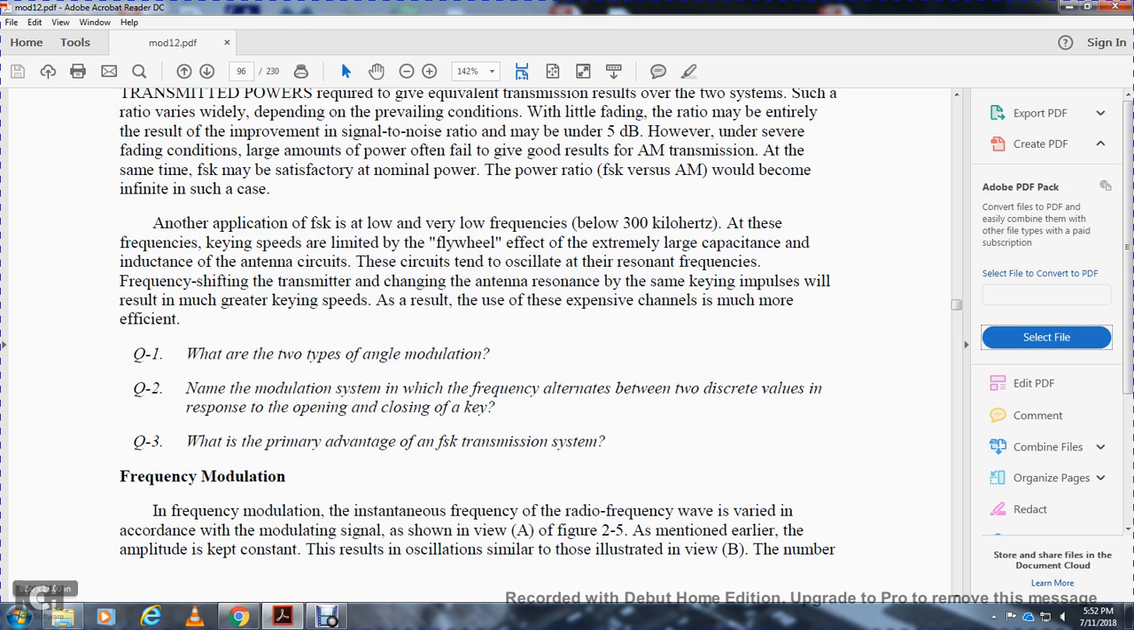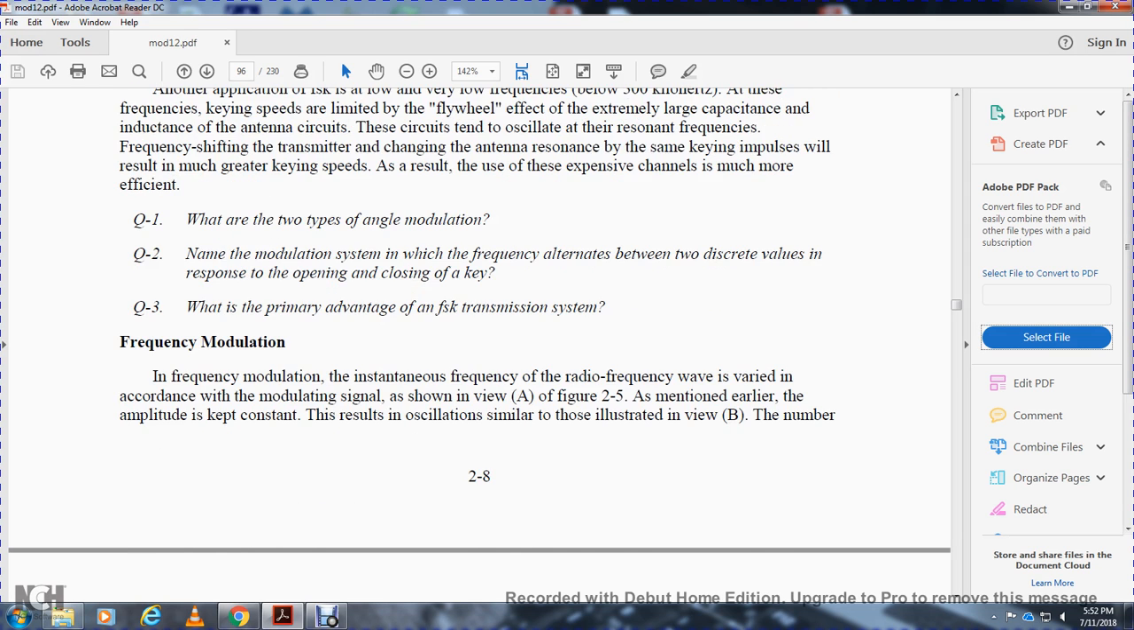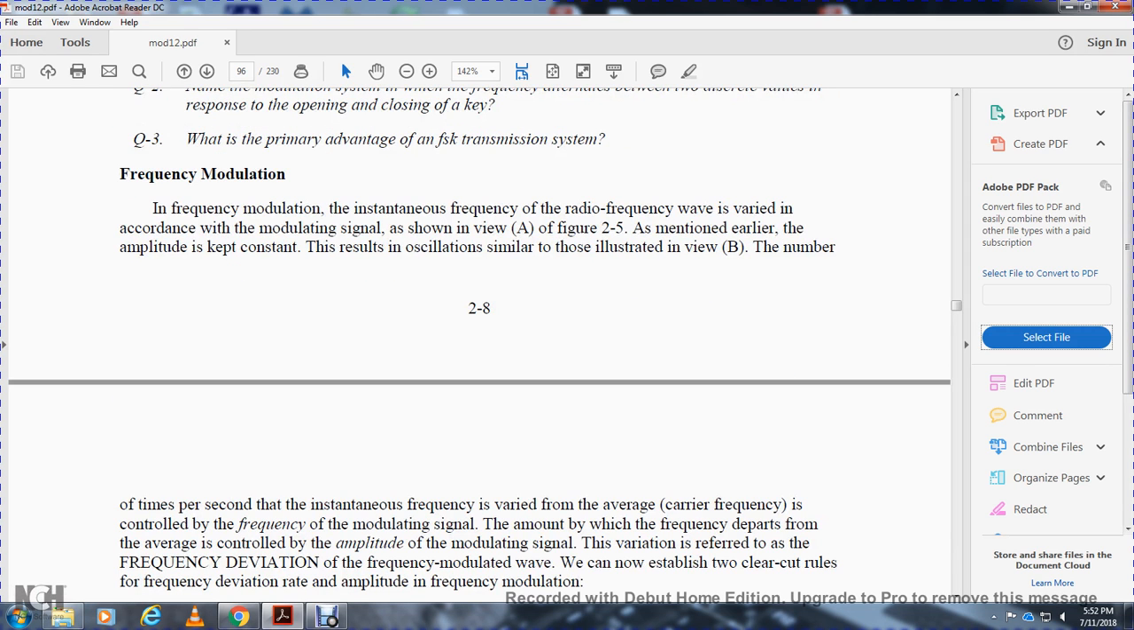Frequency modulation. In frequency modulation, the instantaneous frequency of the radio frequency wave is varied in accordance with the modulation signal, shown in view A of figure 2.5. Unlike the modulation methods mentioned earlier, the amplitude is kept constant, with the result of an oscillation similar to that illustrated in view B. The number of times per second the instantaneous frequency is varied, with the average being the carrier frequency, is controlled by the frequency of the modulation signal. The amount by which the frequency departs from the average is controlled by the amplitude of the modulation signal, the variation being the frequency deviation of the frequency modulated wave.